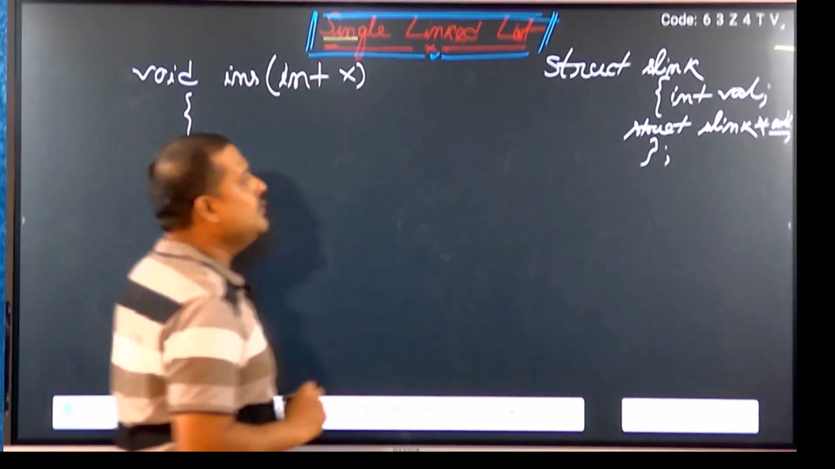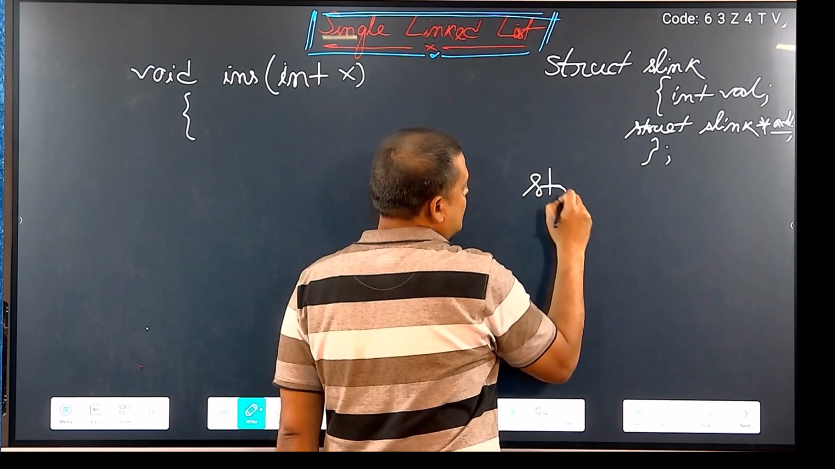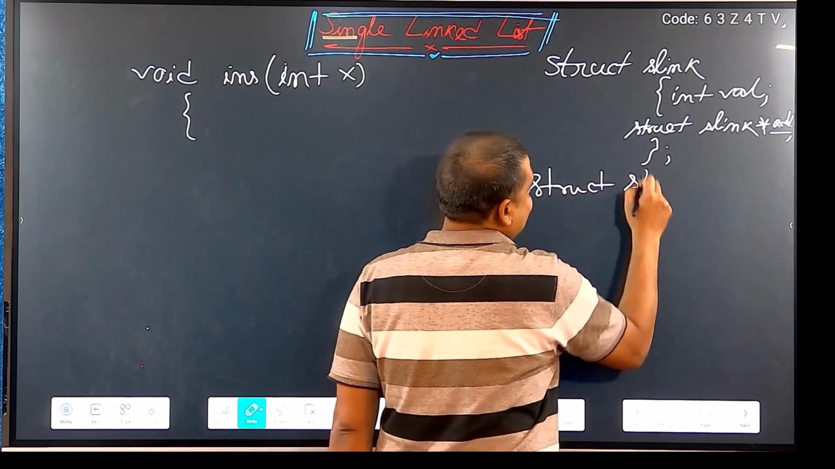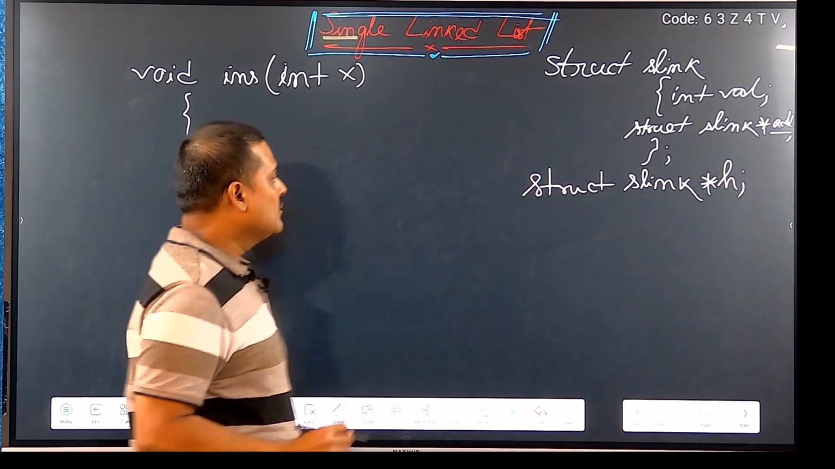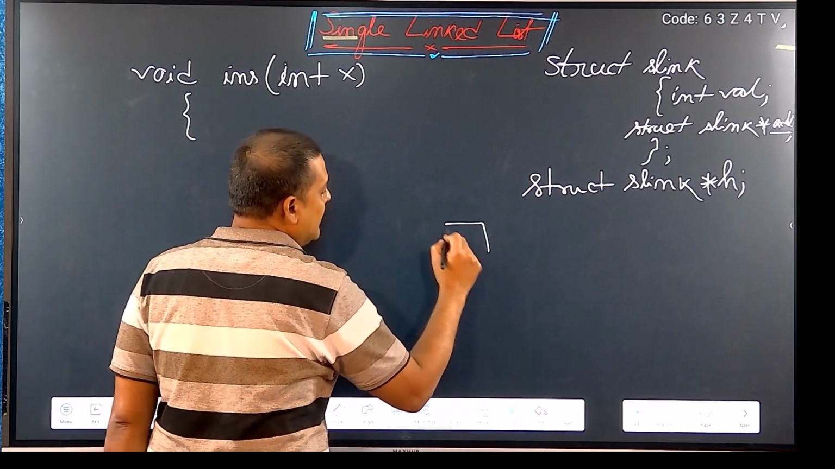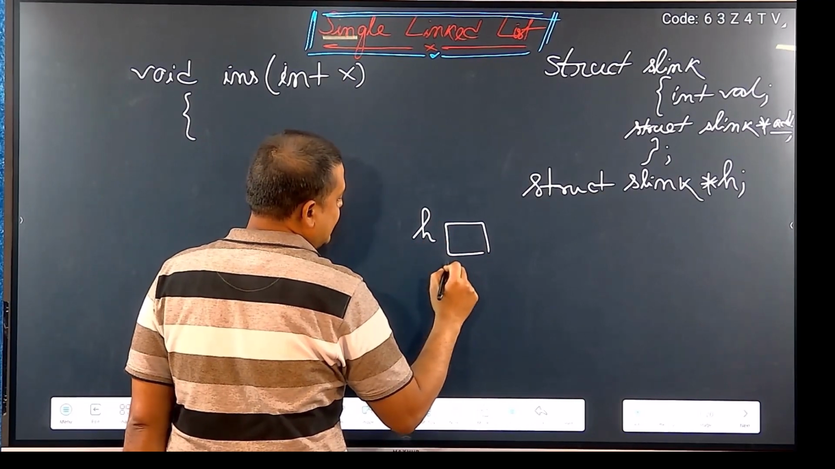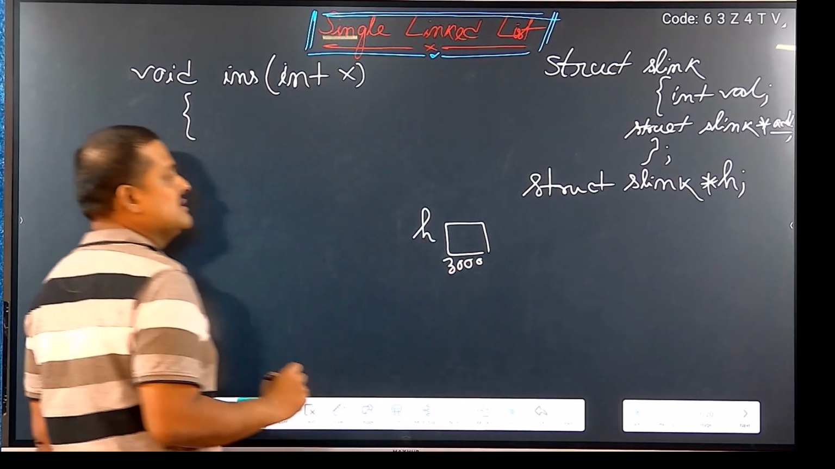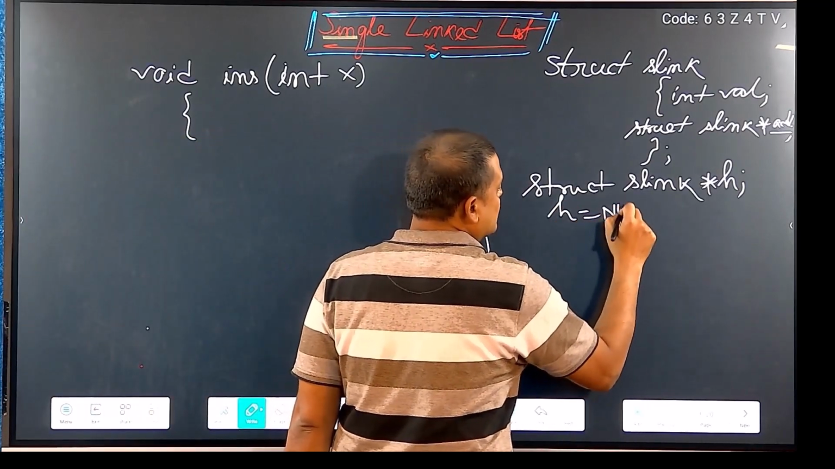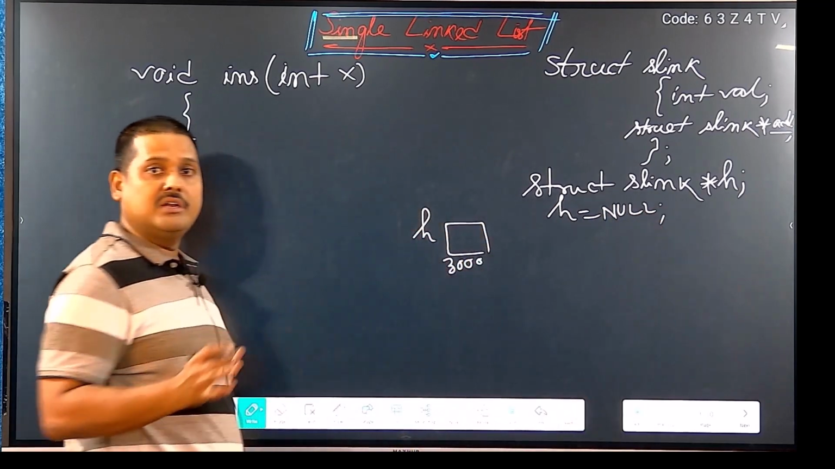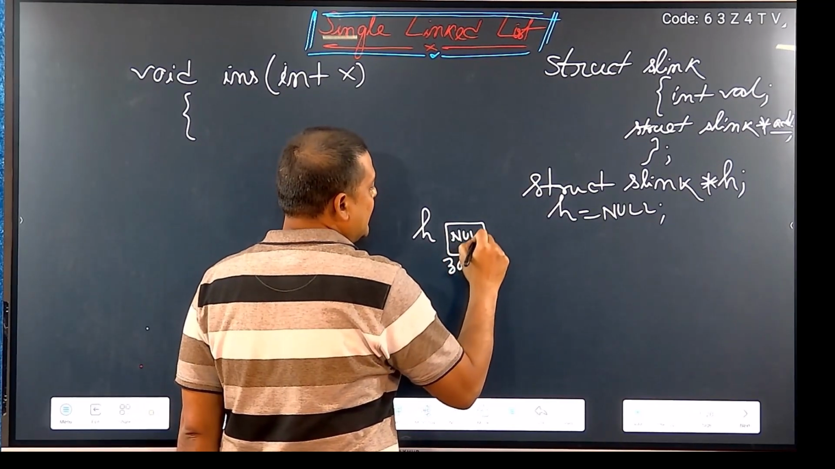So, first, inside we will create a particular head this way. We will write struct slink, and h will be the pointer variable. By this, what happened in our memory, some space is allocated. This is h and it has some base address, say for example 3000. Now, I will initialize h as null because I have not inserted any node till now. So, initially this is null.